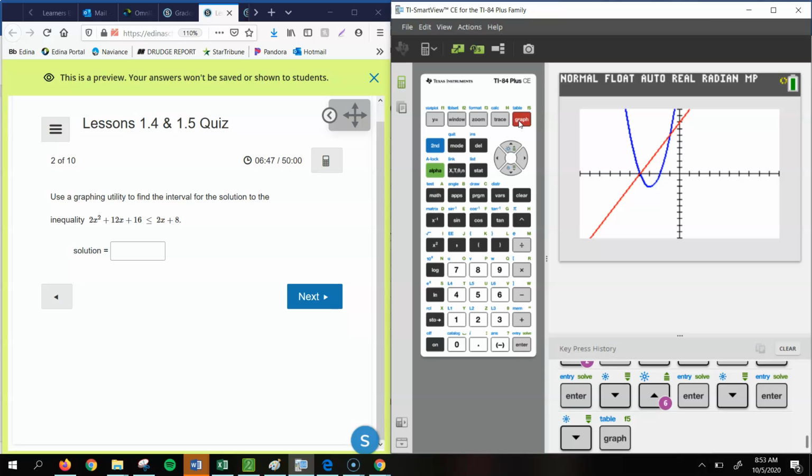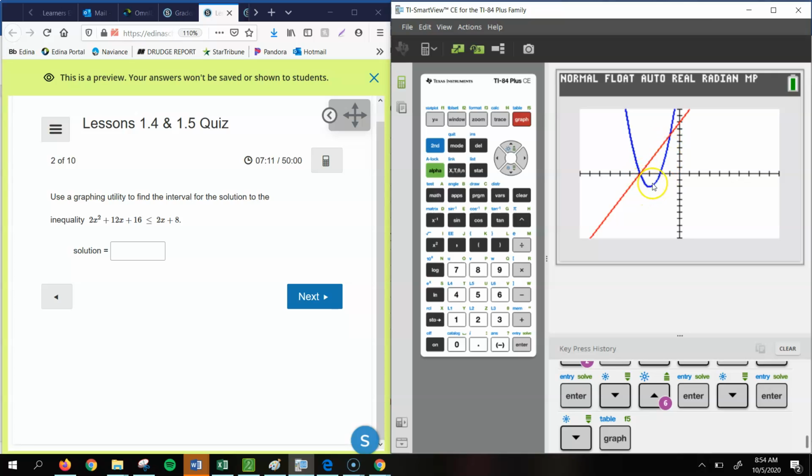all right, so if we look back at the inequality, the first part is a parabola, the second part is a linear equation. And so when I look at my graph, I see the parabola is in blue, my linear is in red. And we're trying to find when the parabola is less than or equal to the linear. And so that means when is the parabola going to be below the linear equation. And so that's going to be this section here.